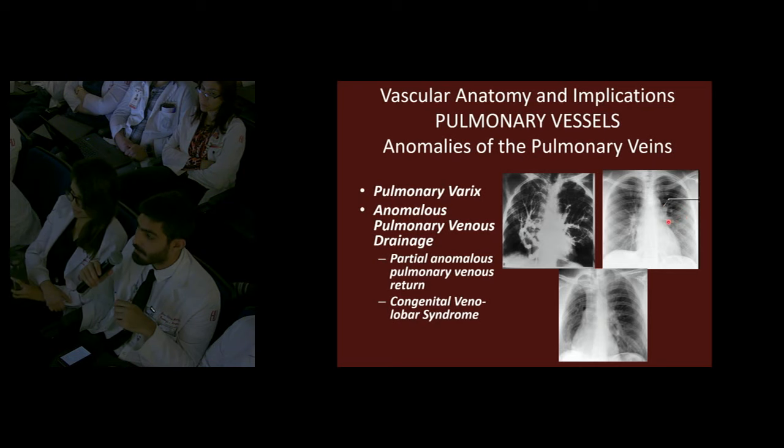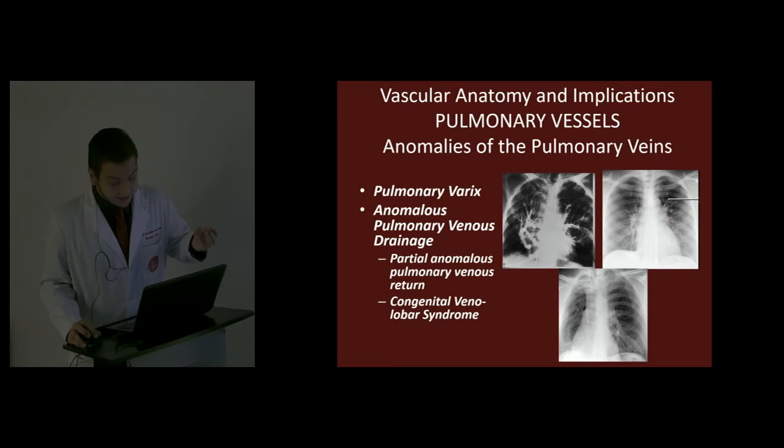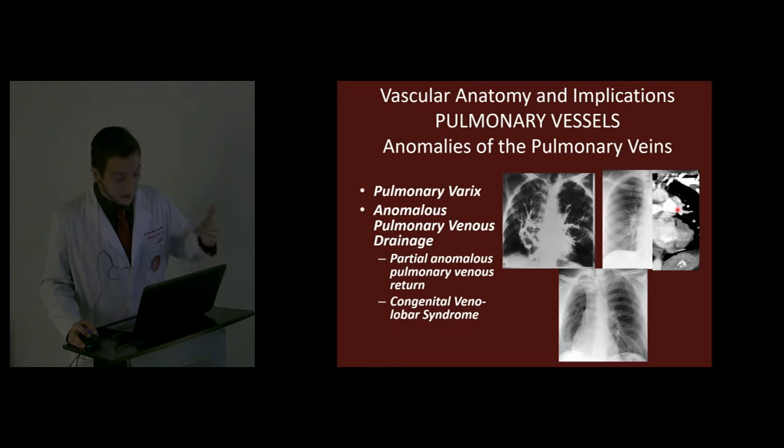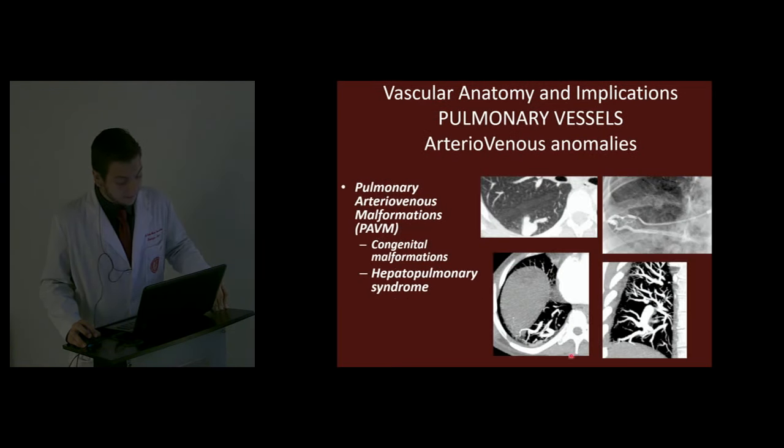Lymphadenopathy. Yes, those are the three basic possibilities of opacification in the aortopulmonary window. And in this case, it was partial anomalous pulmonary venous return from the left-sided pulmonary vein, the upper left-sided pulmonary vein, to the brachiocephalic vein. We can also have congenital venolobar syndrome, which is also anomalous pulmonary venous drainage, but to the hepatic or the inferior vena cava veins. It's called the scimitar syndrome, shown here because of the shape of the venous anatomy.